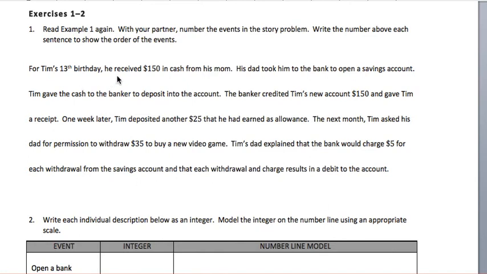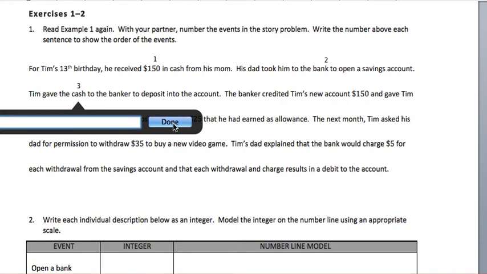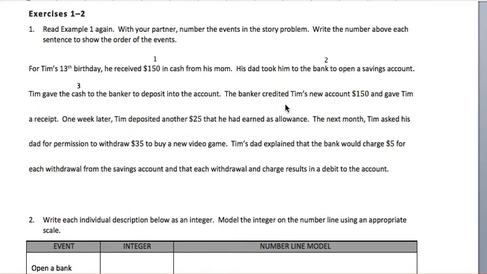For Tim's 13th birthday, he received $150 in cash from his mom. This was event 1. His dad took him to the bank to open a savings account. That was event 2. Tim gave the cash to the banker to deposit in the account. That was event 3. The banker credited Tim's new account $150 and gave Tim a receipt. That's event 4.